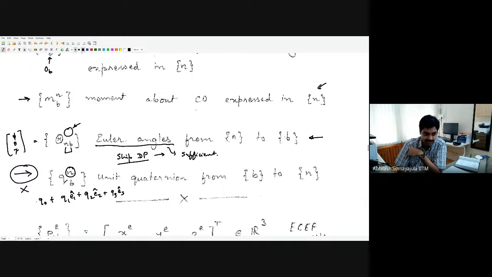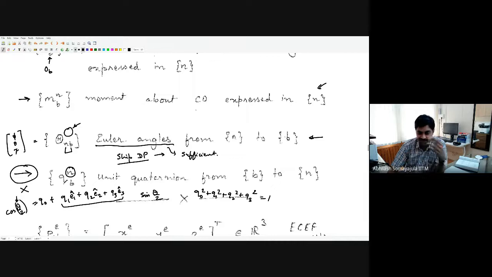Here q0 represents cosine of theta by 2, where the rotation is by angle theta. And q1, q2, and q3 represent a vector whose magnitude will be sine of theta by 2. So that when I take q0 squared plus q1 squared plus q2 squared plus q3 squared, I get 1. That is why it's called a unit quaternion.